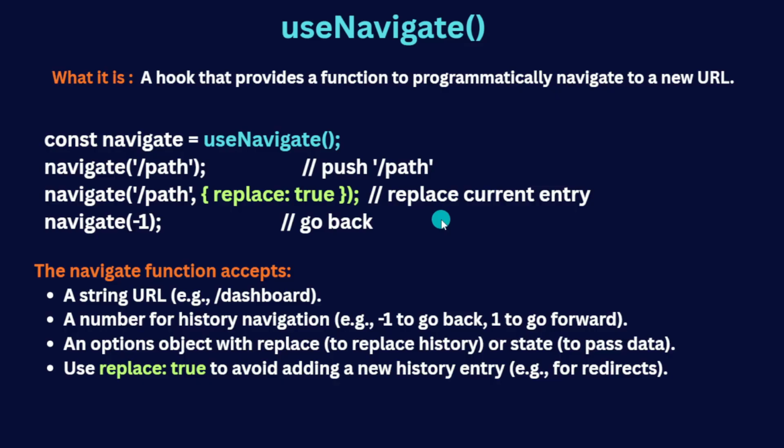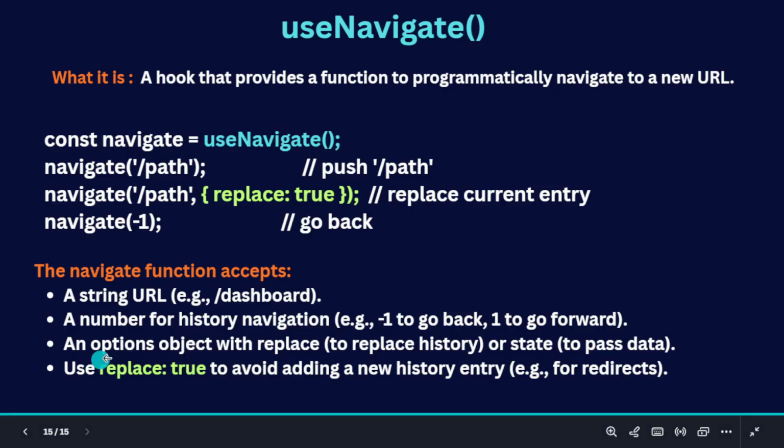Why? Because if you use the simple way, the browser creates a history entry, okay? But if you use replace true, if you check the browser history, you cannot see that entry, so you cannot go back. And we have -1 to go back and 1 to go forward. So you can see it's a string URL, right? And you can pass an options object to replace this way. So this is useNavigate.